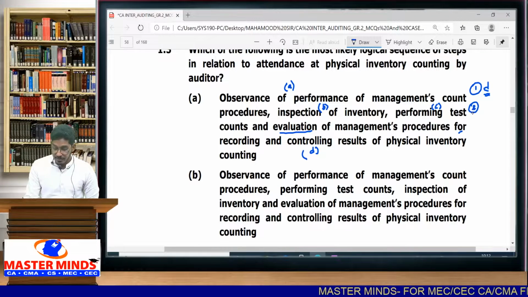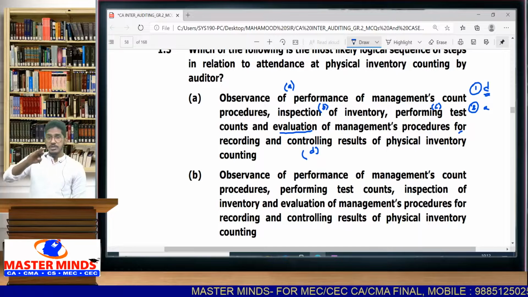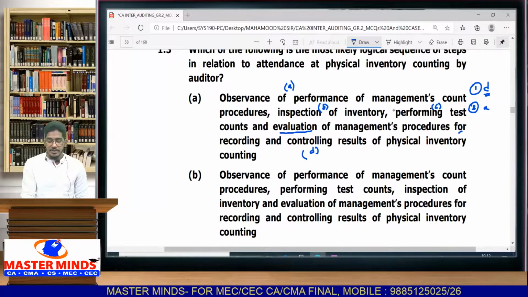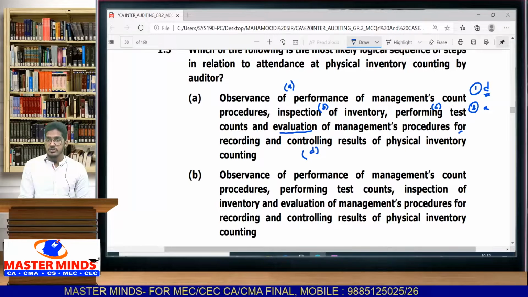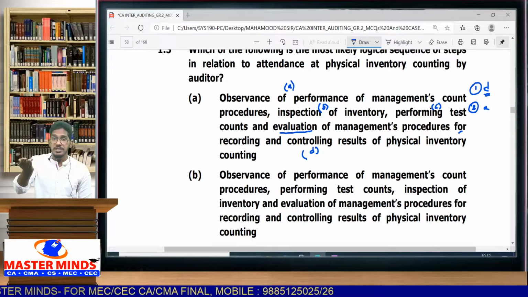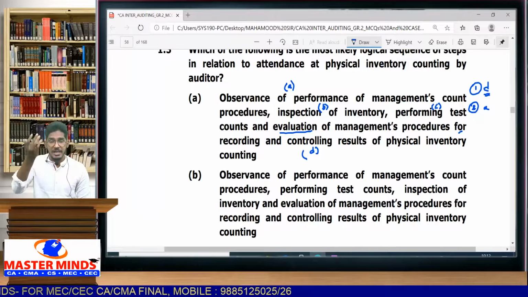Then what is the sequence? Then I will observe. First I will try to understand what management is doing, then I will observe whether they are doing it correctly or not. So, observance of performance of management's count procedures. First I will analyze what they have planned, then I will observe whether they are doing it correctly or not.